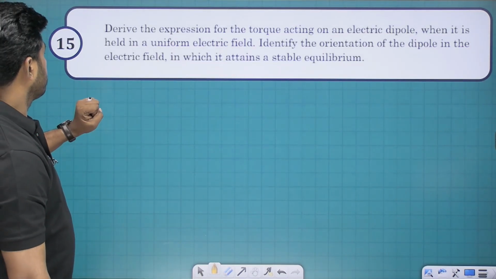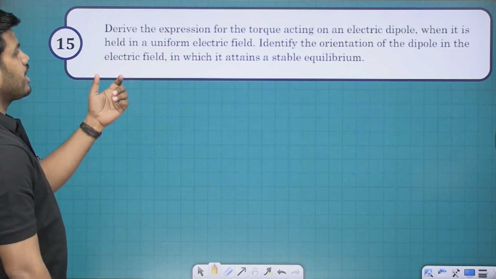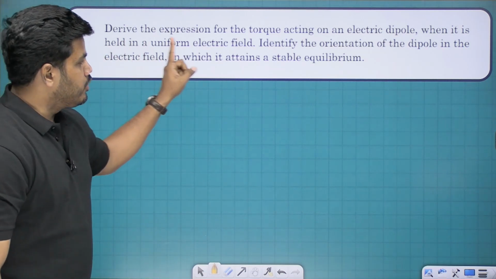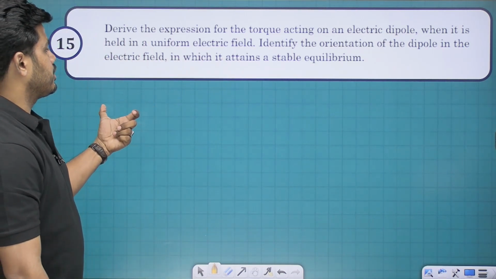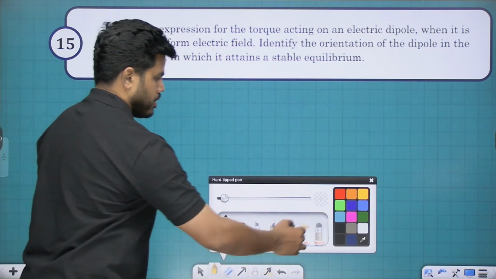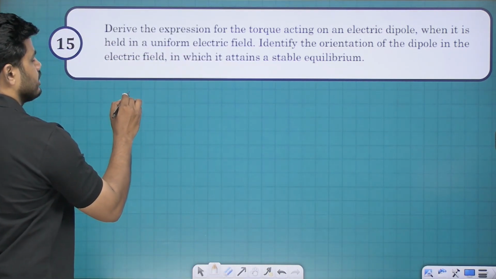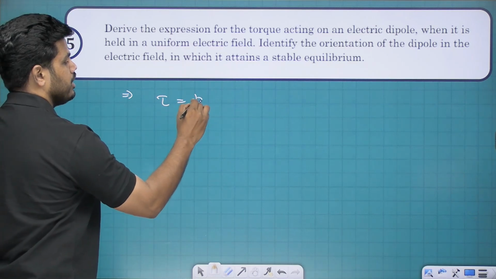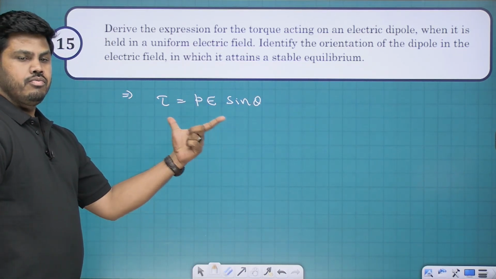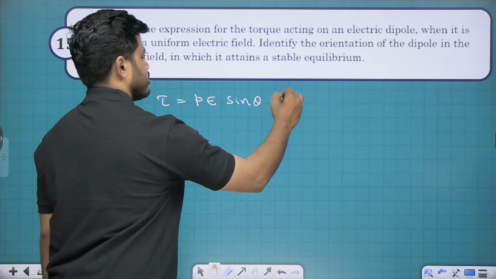Question number 15. Derive expression for torque acting on an electric dipole when it is held in a uniform electric field. Identify the orientations of the dipole in the electric field which attains stable equilibrium. We know this part, I am not going for the derivation. We will get expression for torque is equal to P E sine theta, right? We derived this. We can just go through the notes. So this derivation is available there.